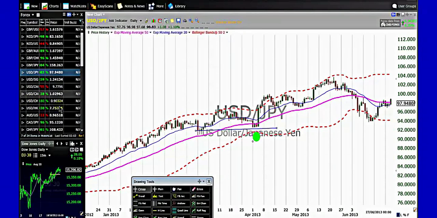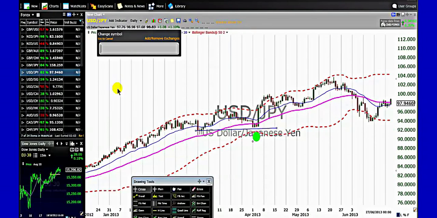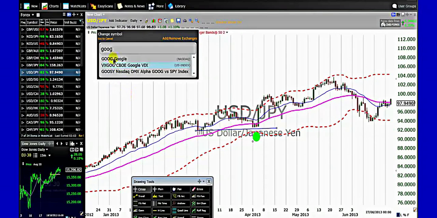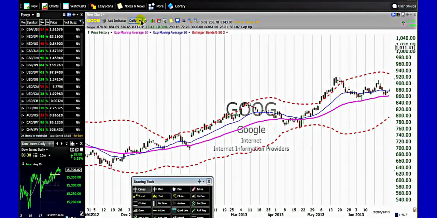I have another example for you because I don't want to go over my time, okay? I want to show you another stock, a beautiful setup. This time we want to look at the Google stock, all right? This is Google stock. We're going to go to the 2-day chart.